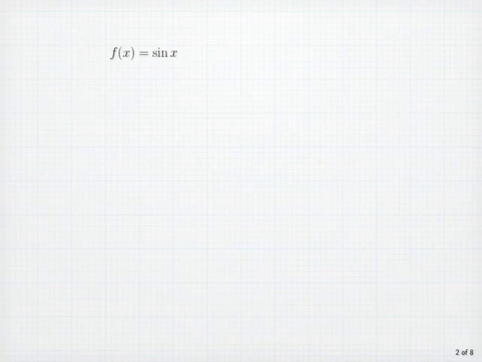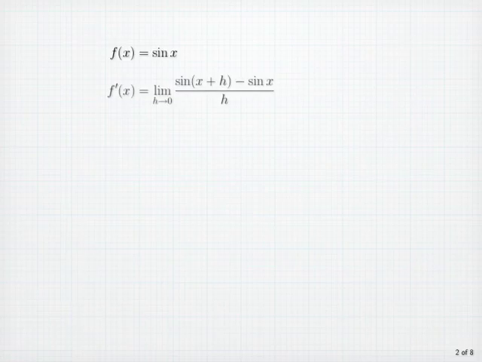Now let's see if we're right about that. Let f of x equal sine x. The definition of the derivative says that f prime of x is the limit as h goes to 0 of sine of x plus h minus sine x, divided by h.